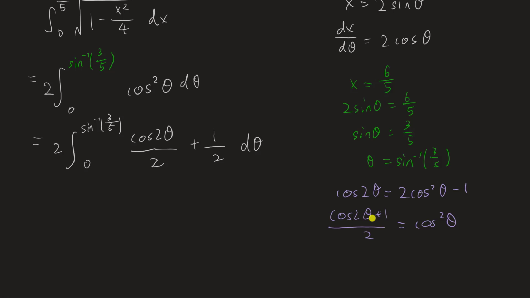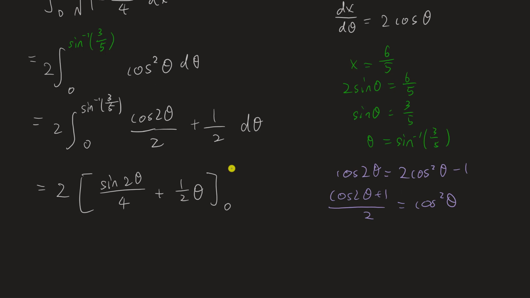What I did here is I split this fraction up into 2 pieces, which will give us just, now integrating this will just give us sine 2 theta over 4 plus half theta, from 0 to sine inverse 3/5. So now what I'm going to do is replace that sine inverse 3/5 by A, because I'm tired of writing sine inverse 3/5 all the time. In fact, later you will see that it will actually help us solve the question.